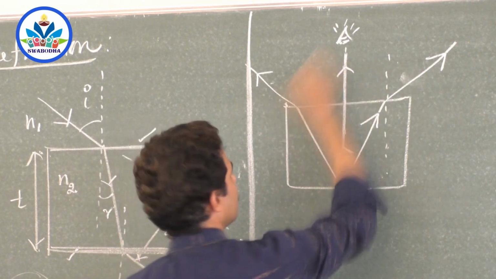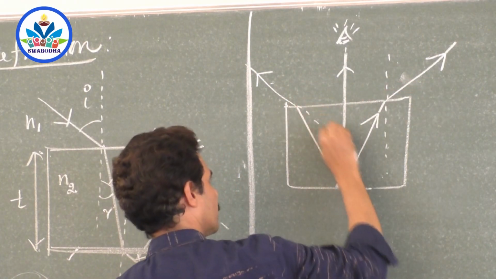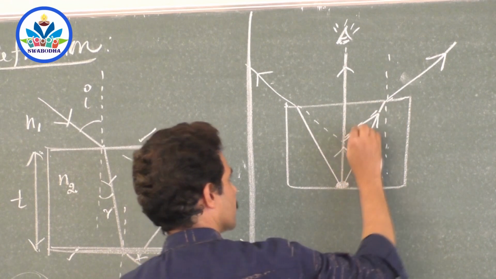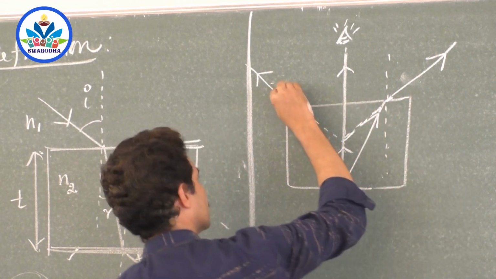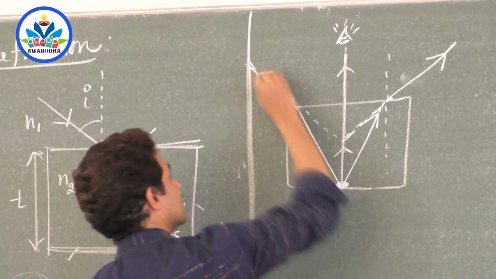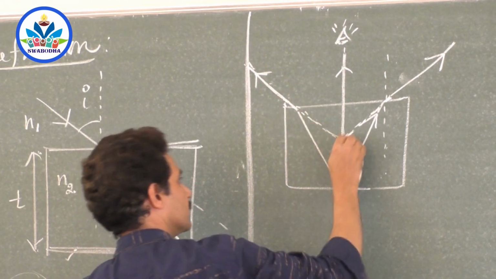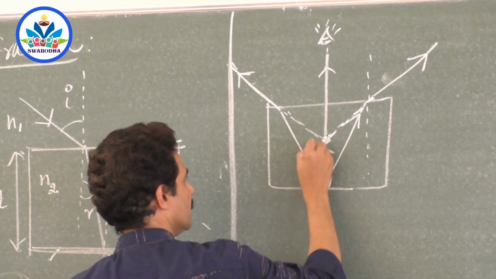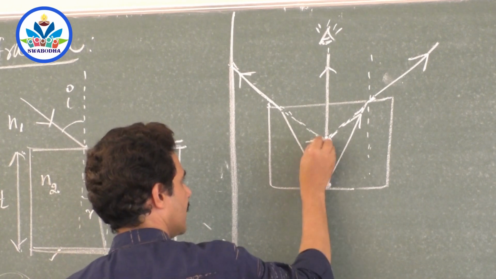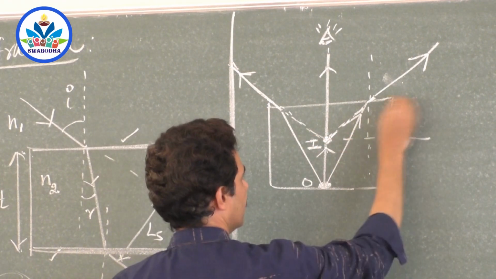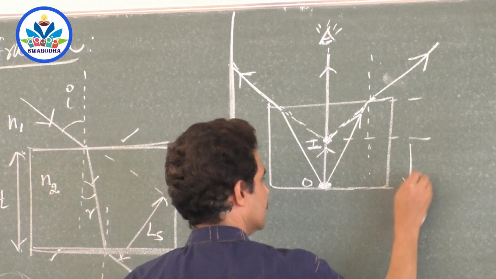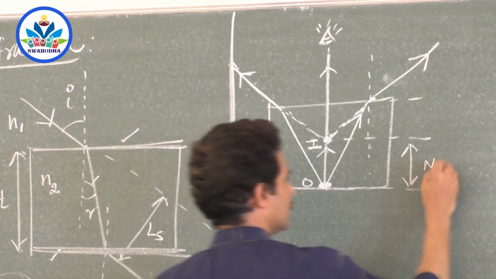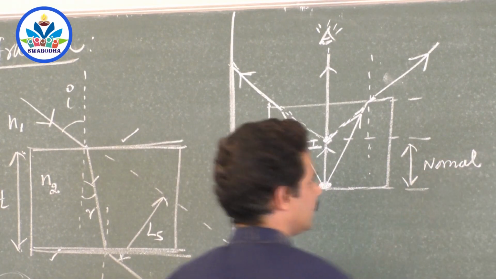For a person observing from outside, these two rays appear to come from a point here. So this is the direction along which a line is projected backwards. So this becomes the image and this becomes the object, and if I name all the distances, this is the normal shift, normally viewed shift.